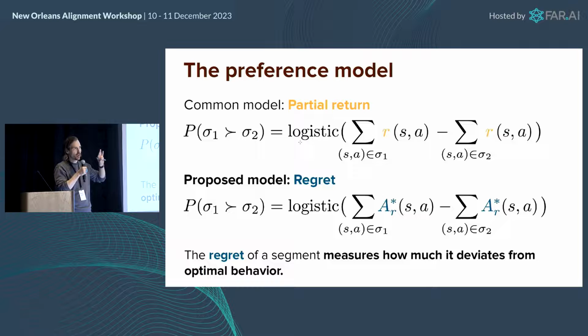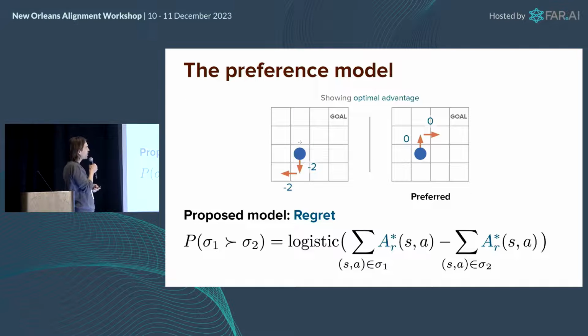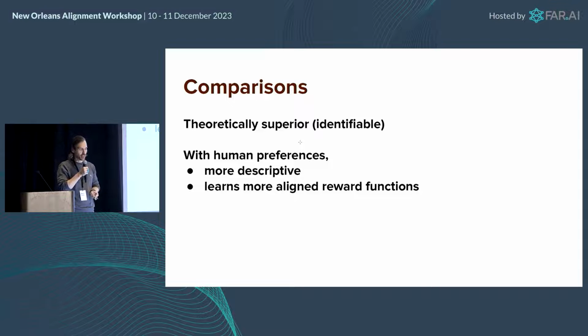At a high level, really what you need to know is that the regret of a trajectory segment is measuring how much it deviates from optimal behavior. So we're measuring deviation from optimality. Looking at our example again, the one on the right is optimal, so the regret preference model prefers it, like humans tend to. We compare these two preference models. We find that the regret one is theoretically superior in terms of identifiability. And then also with human preferences that we gather, it's more descriptive and learns more aligned reward functions.